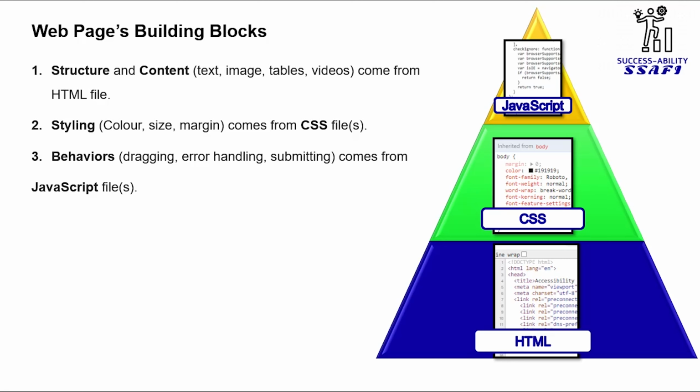As many of us already know, web pages are created based on building blocks. Structure and content are coming from HTML file. Anything to do with the styling and presentation characteristics, they're generated from CSS files. Operation, functionality, and behaviors are also added to a web page via JavaScript.